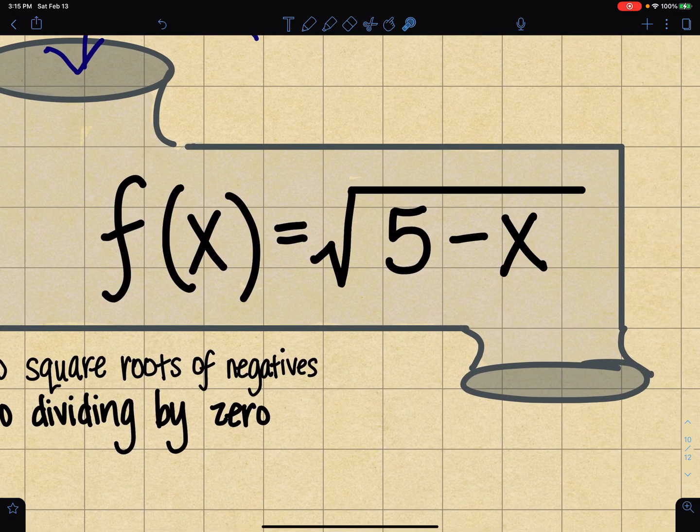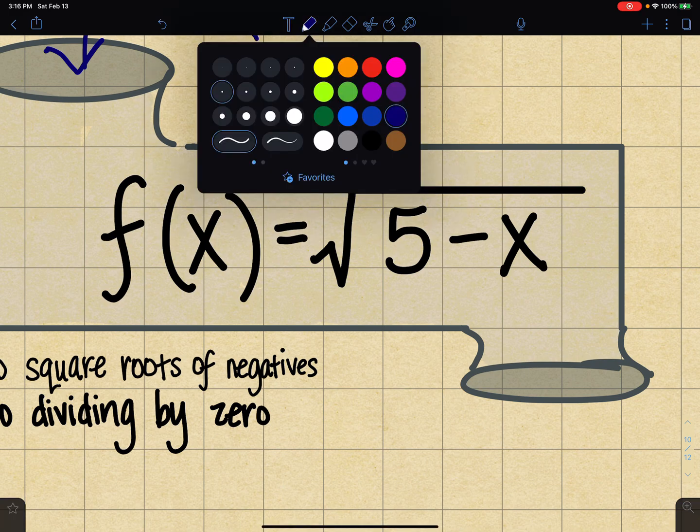So if you want to make sure that you are not square rooting a negative number, this has to be bigger than or equal to 0, meaning x can't be bigger than 5. Because if it's like 5 minus 5, then you get 0. That is allowed. But if it's anything bigger than 5, x cannot be greater than 5. So x has to be less than or equal to 5. Makes sense? And it can be any real number.